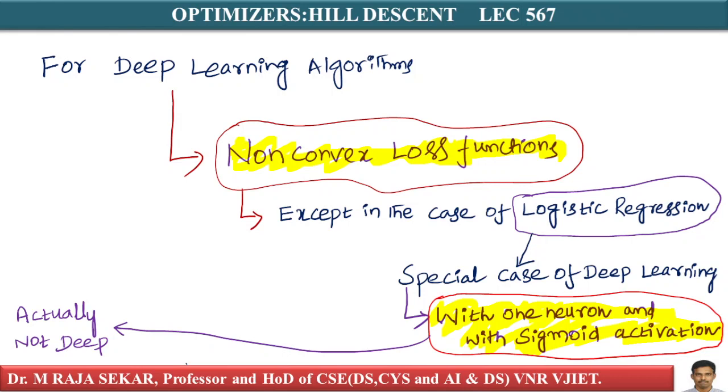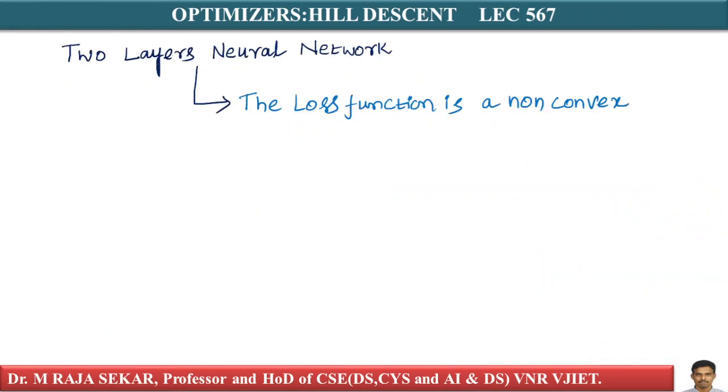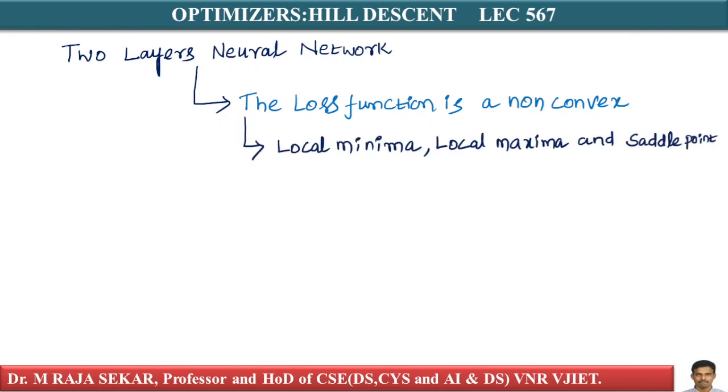If you have a two-layer neural network, not just a single neuron, even with two layers, the loss function that you get is a non-convex loss function. It means you can have local minima, local maxima, saddle points, and multiple local minima. Once you have a local minimum, you may get stuck at the local minimum, isn't it?